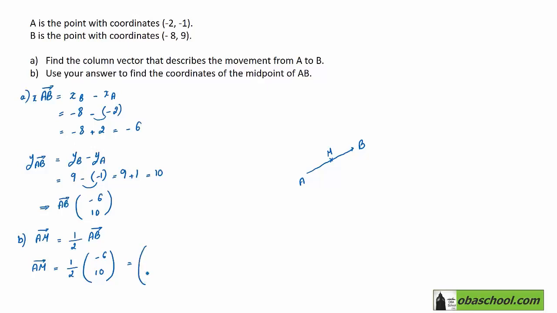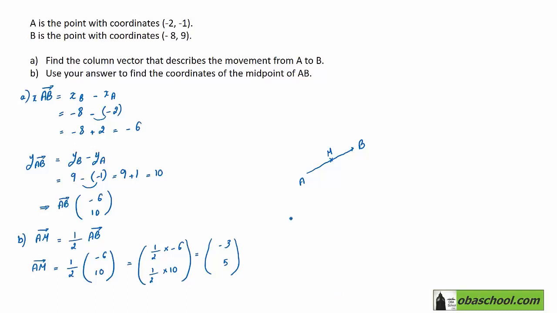Now multiply each element by half. So half times -6 and half times 10. And so the components of the column vector of AM would be -3 and 5. And that would be the components of the column vector of AM. Now if we were to find the coordinates of point M, it is basically simple.